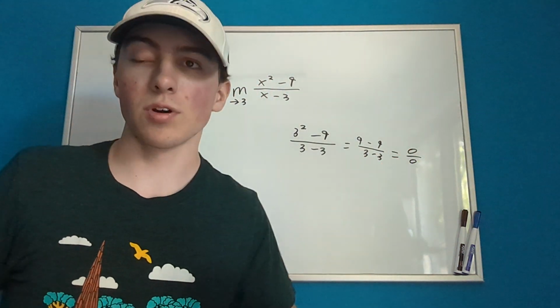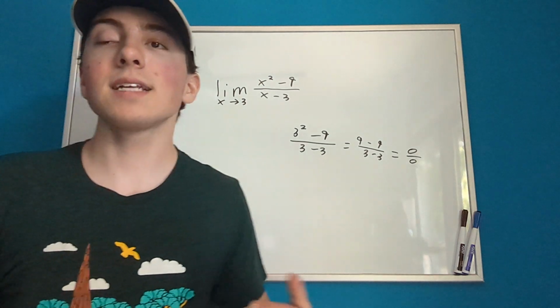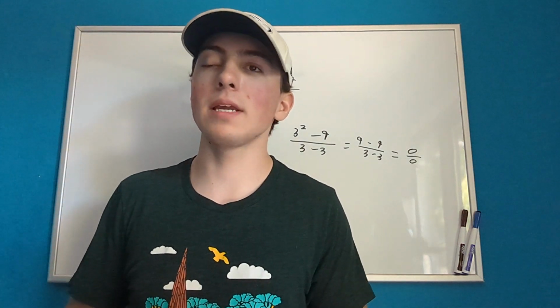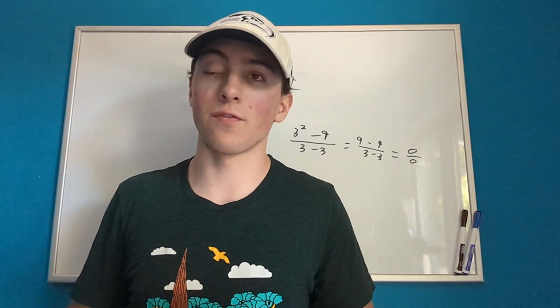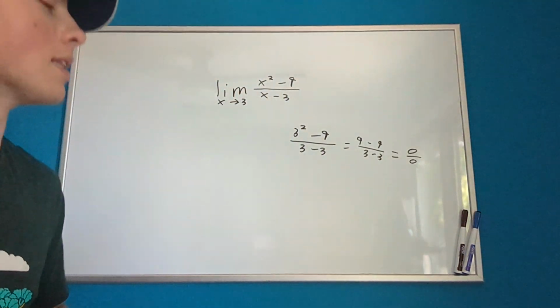Now, whenever you see 0 over 0 like that, that doesn't mean you're done. That means it's in indeterminate form, and if you change the structure of the function, you can still find the limit.